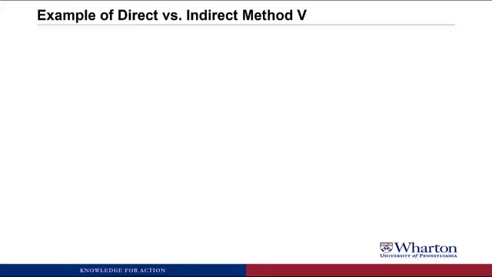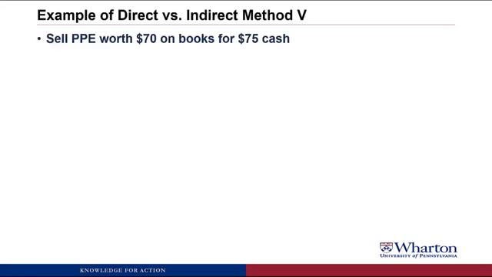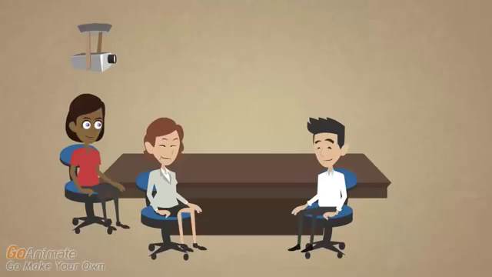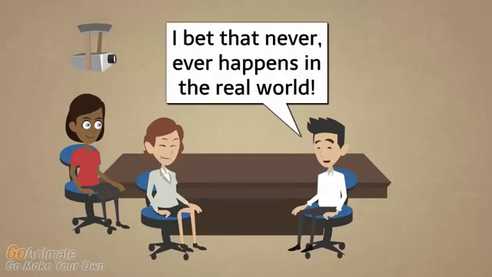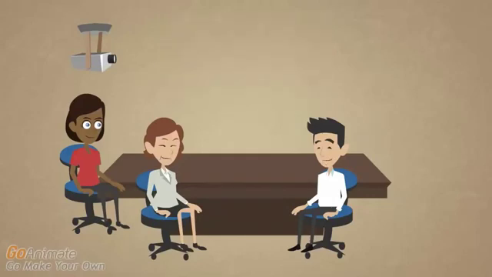First, let's look at an example of how to treat a gain on sale of property, plant, and equipment under the indirect method cash flow statement. So let's say we sold property, plant, and equipment worth $70 on the books for $75 cash. How are we able to sell PP&E for more than it is worth? I bet that never ever happens in the real world.